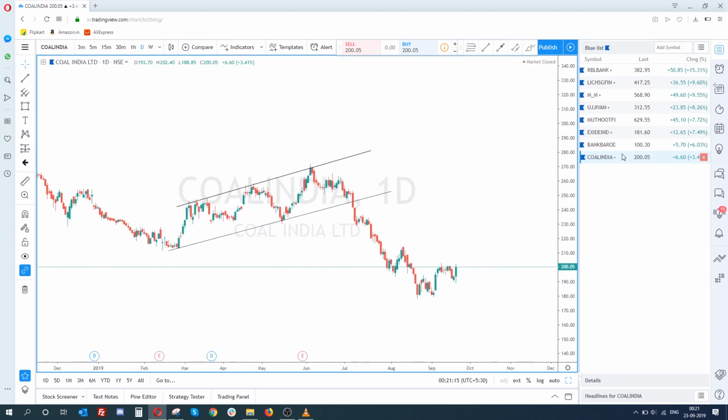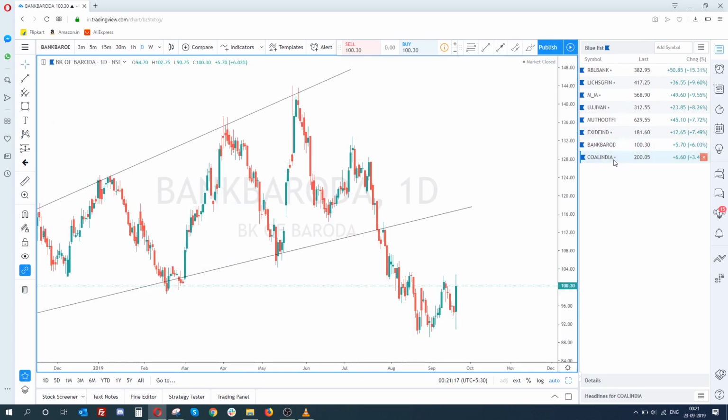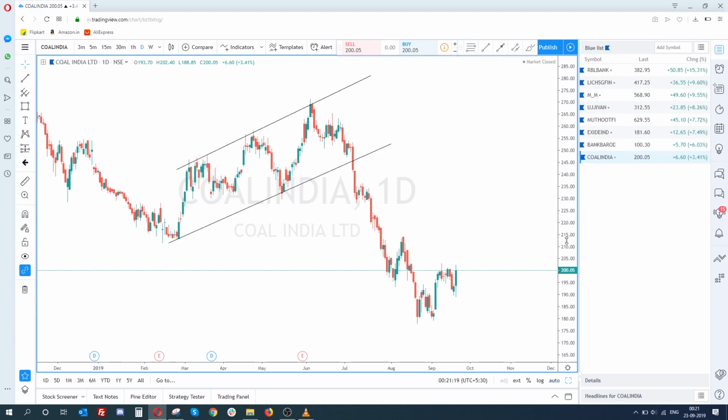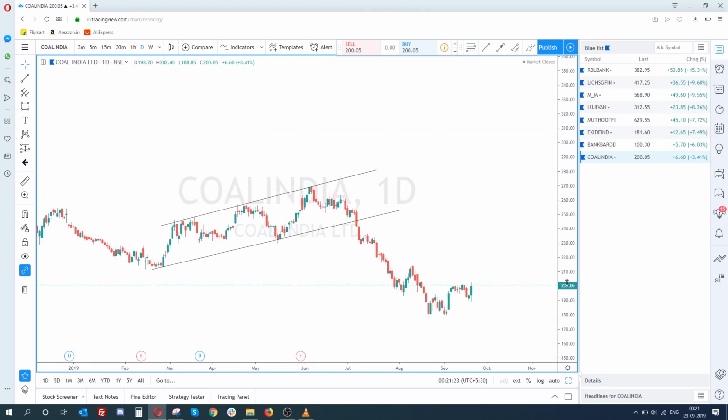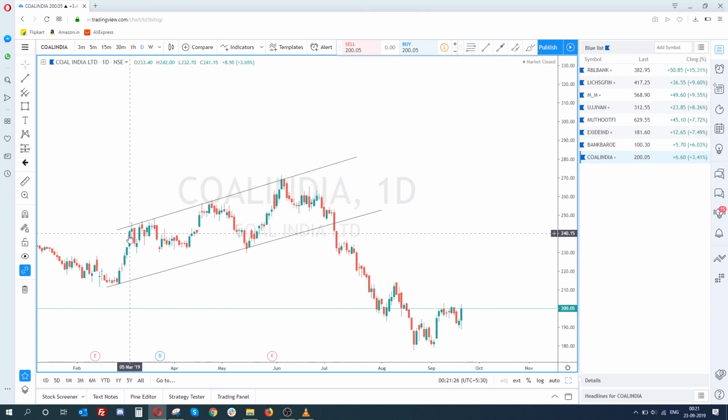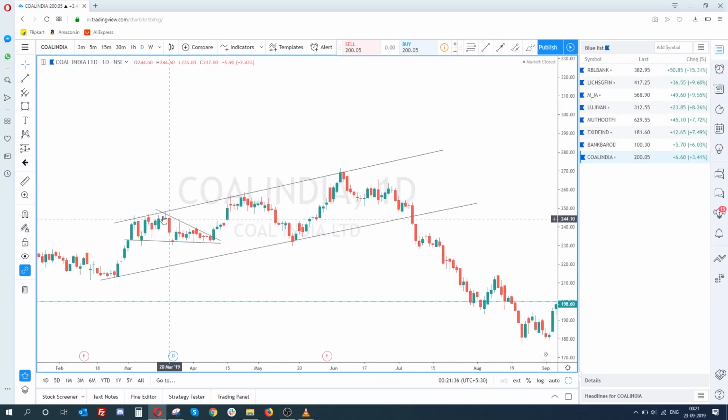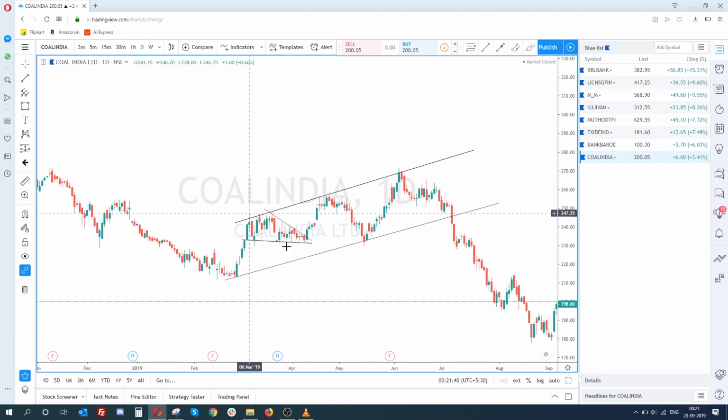Again, just like Bank Baroda, this is Coal India. So these are the stocks I made money on, guys. That is why I'm telling you, if I was able to make money from these patterns, then certainly you will be able to make money. And again, I was just able to draw some patterns just by looking at it. If you see, there is a triangle pattern inside the channel. So you can make use of this as well.